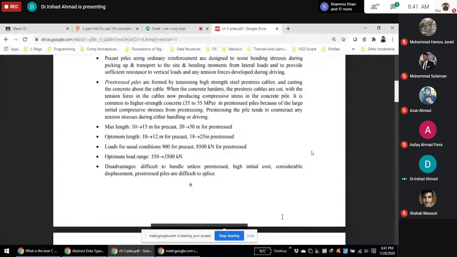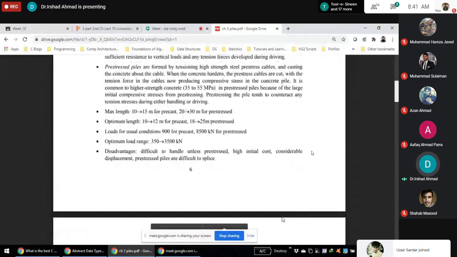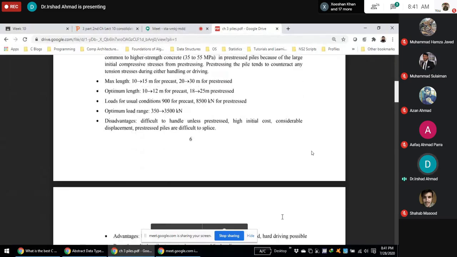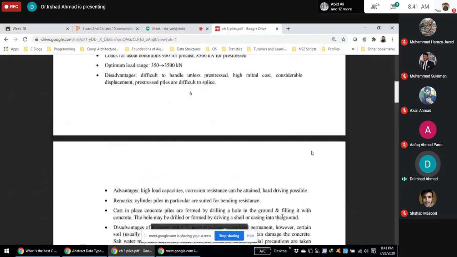They could be of different lengths and have different capacities. Usual capacities are 900 kilonewton for precast and 8500 kilonewton for pre-stressed piles. Disadvantage: difficult to handle unless pre-stressed. If you have not pre-stressed them, it's a bit difficult because when you pick them, the picking would cause different bending moments in them. Pre-stressed piles are difficult to splice.